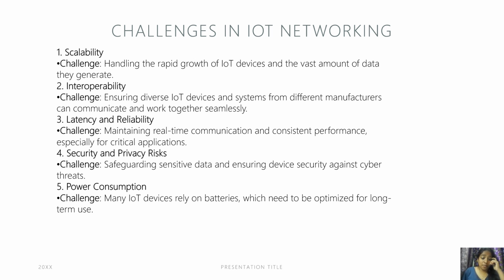Power consumption: many IoT devices rely on batteries, which need to be optimized for the long term. The impact is that high power consumption can limit the device functionality and require frequent maintenance.